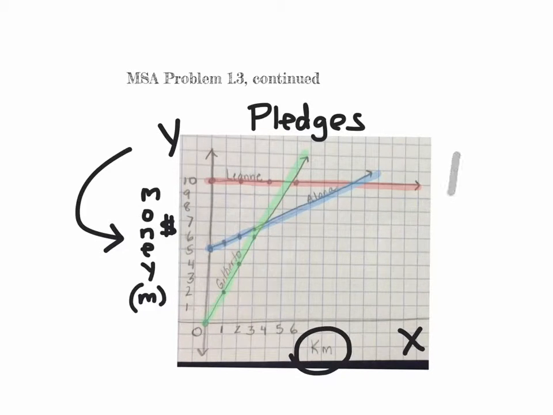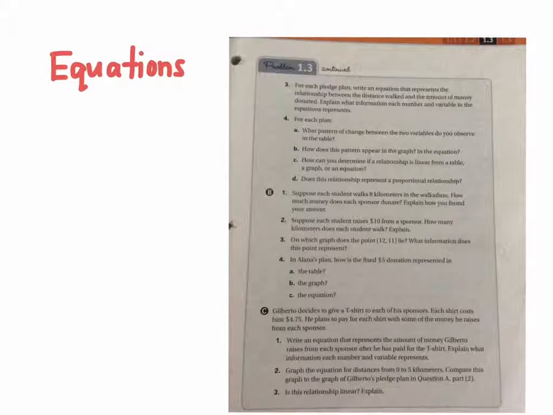All 3 lines are linear because they are straight lines and they have a pattern, but only one of these lines is considered proportional. Gilberto would have a proportional relationship because look at where his line starts. He starts at 0, 0. So all 3 are linear, but only one, Gilberto, has a proportional relationship.